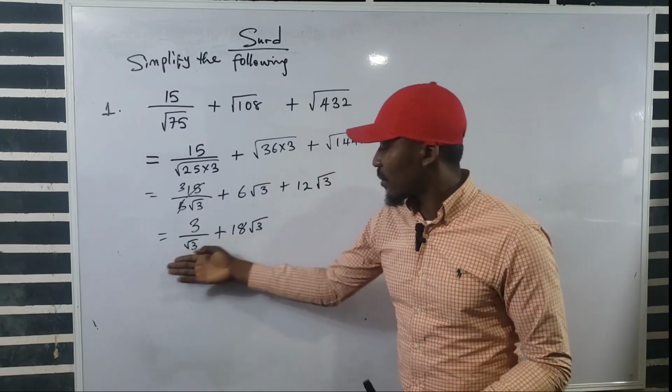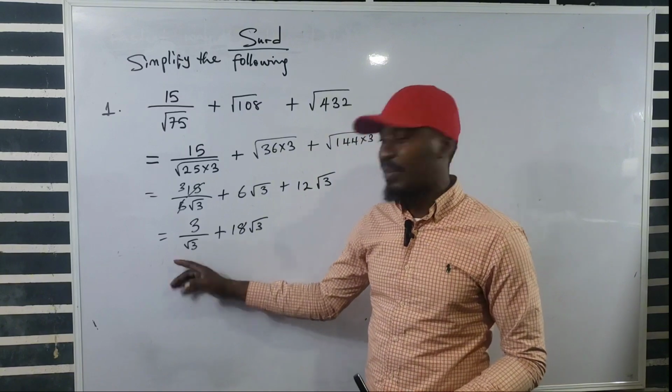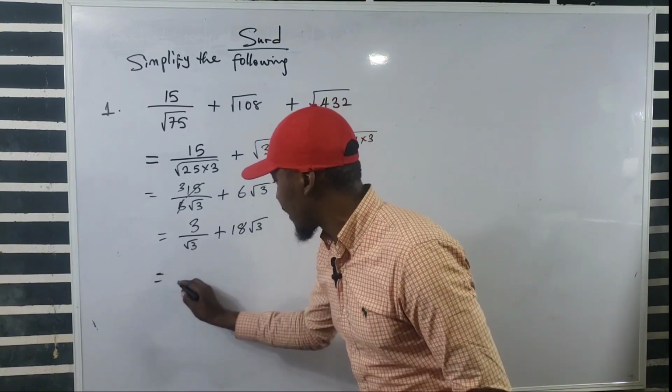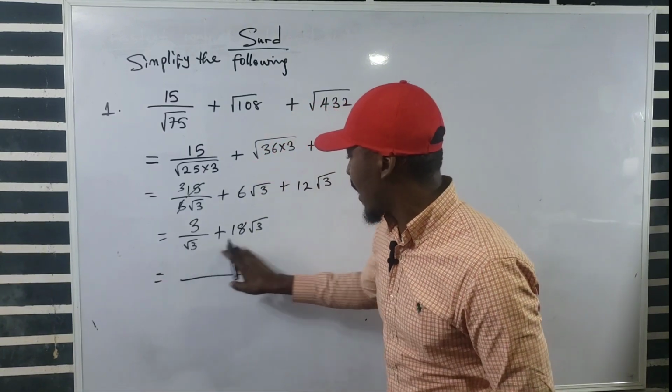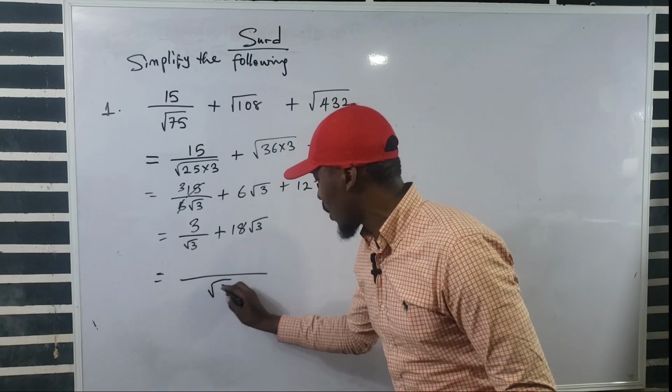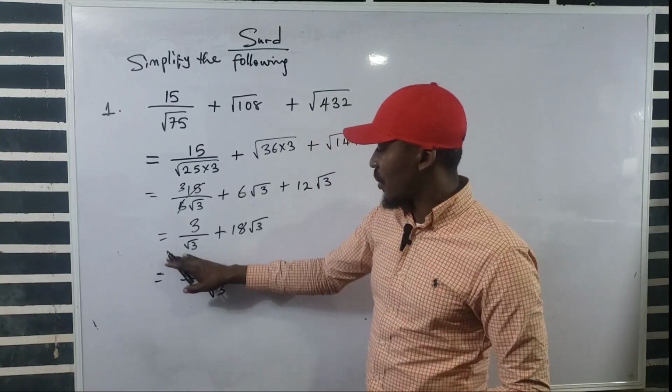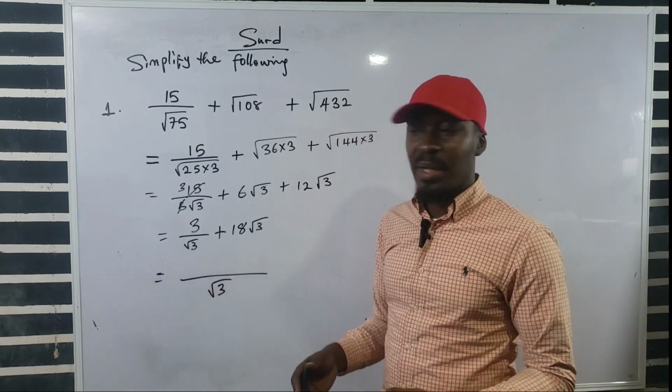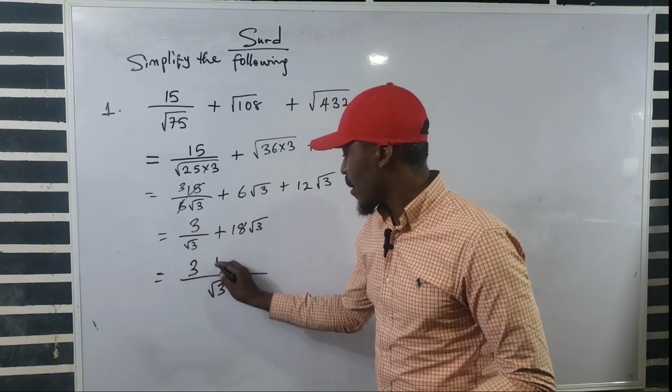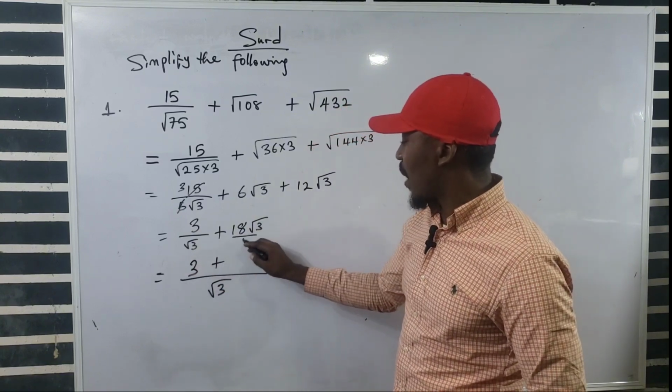So we first of all simplify this before we then rationalize, because this is a fraction. How do we solve a fraction? By taking the LCM. So what's going to be our LCM here? That's going to be root 3. So root 3 divided by root 3 will give us 1. 1 times 3 will give us 3. Plus, of course, we have over 1 here.